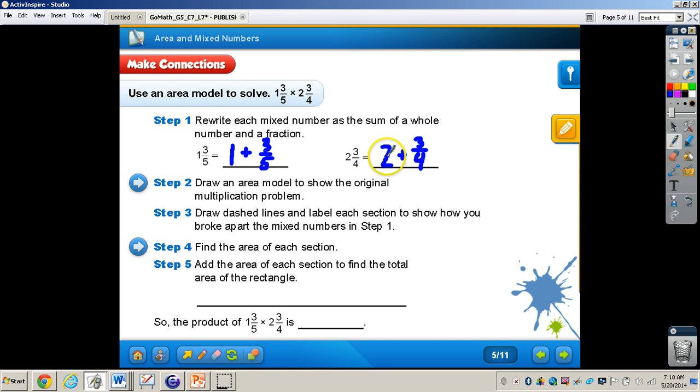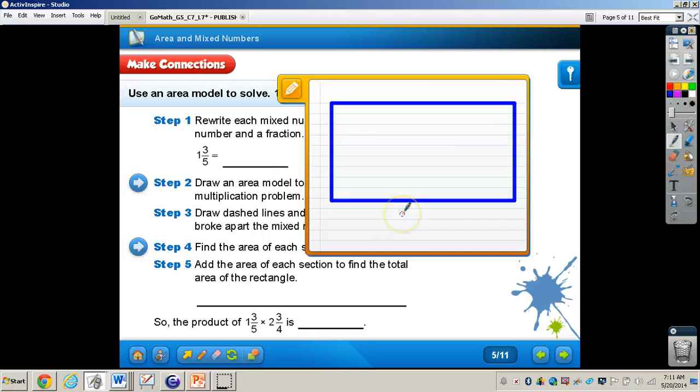for 2 3/4. Now step number 2, what we want to do is draw an area model to show the original multiplication problem. Okay, and I have my rectangle written just like this. I want you to draw a rectangle as well right in your book. Okay, we want to label it 1 3/5.